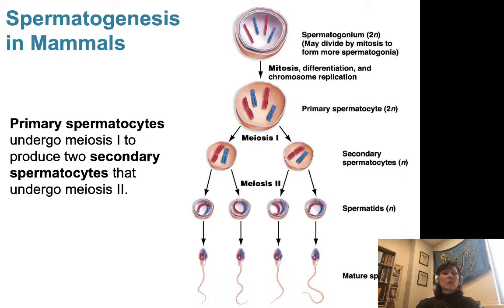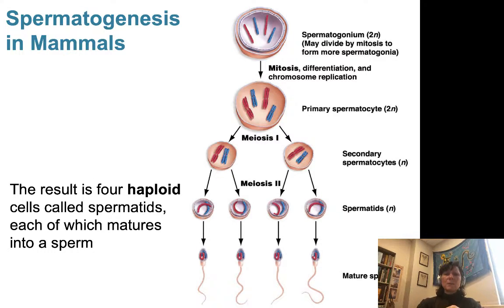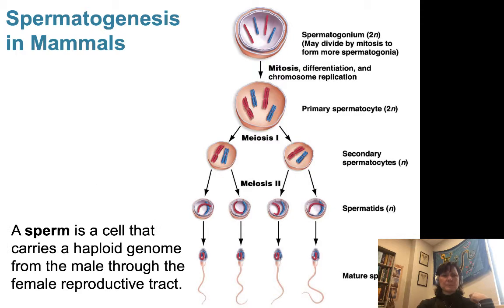Those cells will undergo a second process of meiosis, so meiosis 2. They will form 4 haploid spermatids, and then those cells will go through a process to develop into mature sperm, which are then capable of fertilizing eggs. So you start with 1 diploid cell, you end up with 4 haploid cells that then develop into sperm.